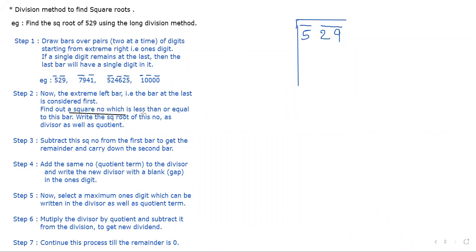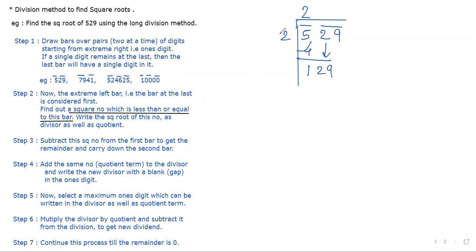Find a square number less than or equal to the first bar. That square number is 4, which is nothing but 2 twos are 4. Always remember, here we will always have the same digits. Subtract this square number. 4 subtracted from 5 is 1, and carry down the bar. So the entire bar carries down as 29.